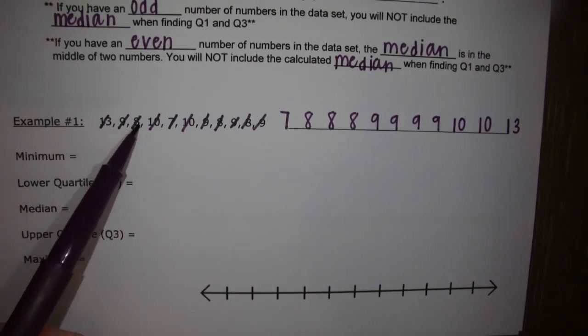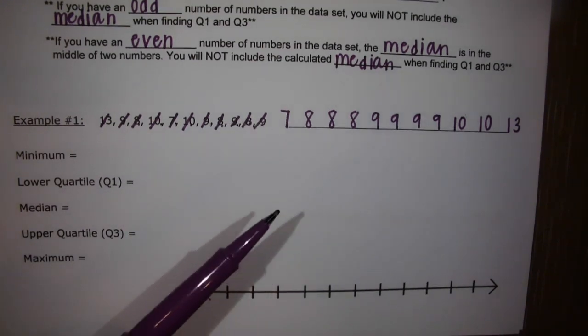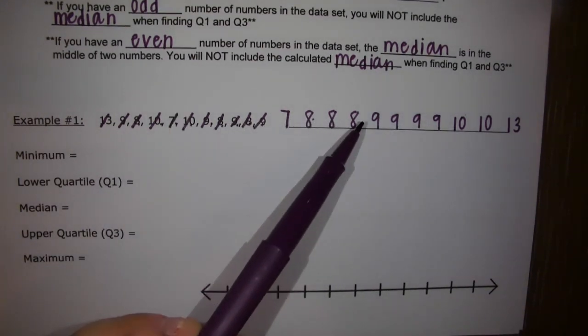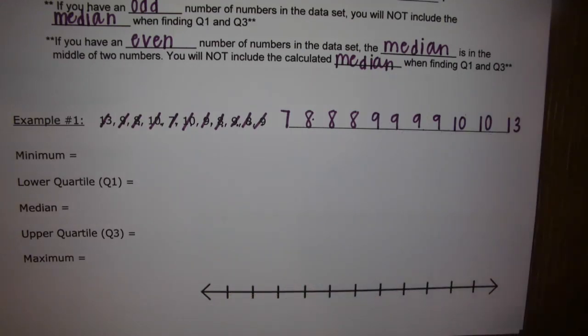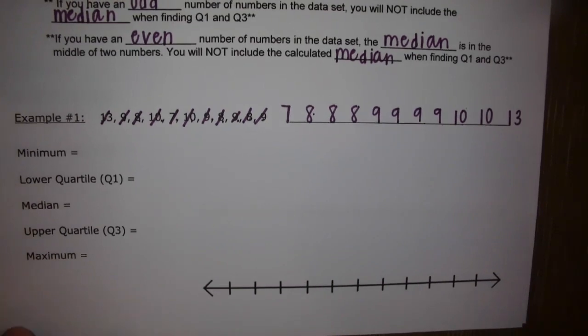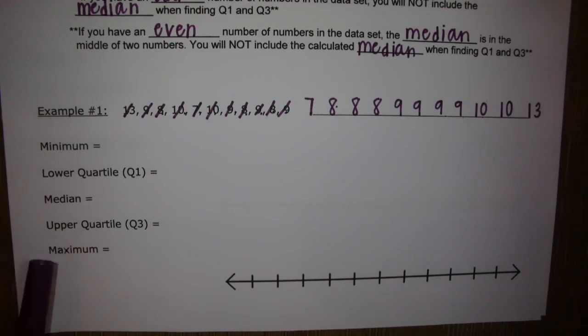So 1, 2, 3, 4, 5, 6, 7, 8, 9, 10, 11. Okay. I'm all good. Now I can start finding my values. And for me, I always like to start with the easiest ones first. Looking at my list: minimum, lower quartile, median, upper quartile, and maximum.